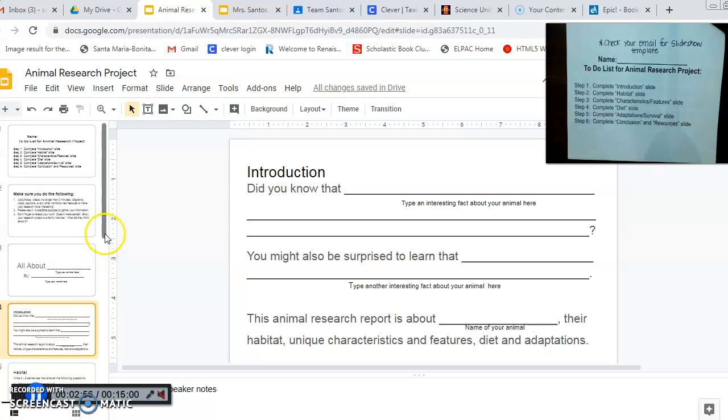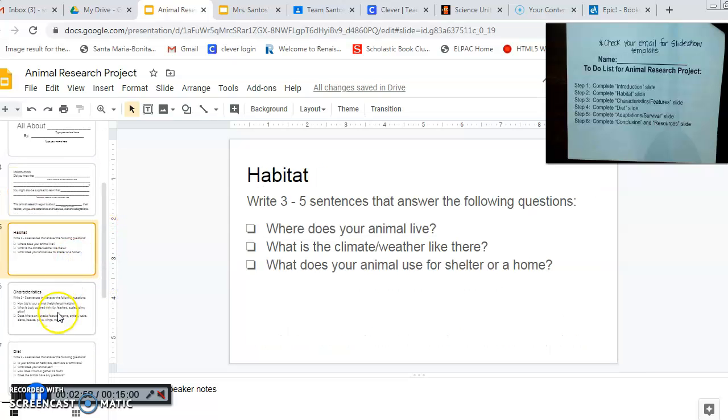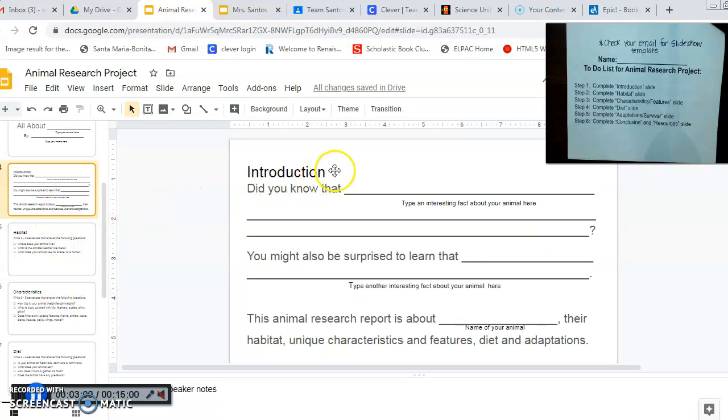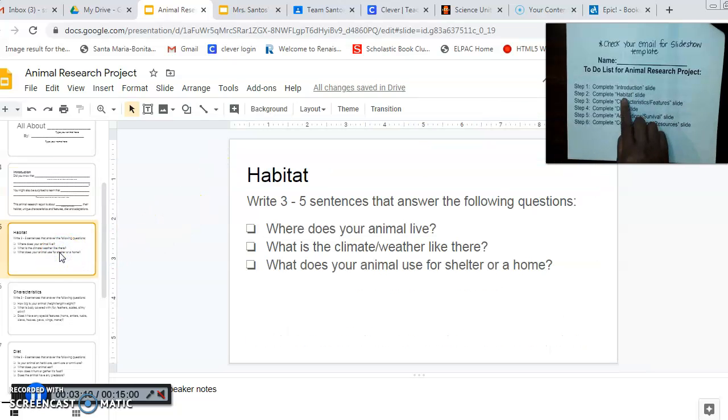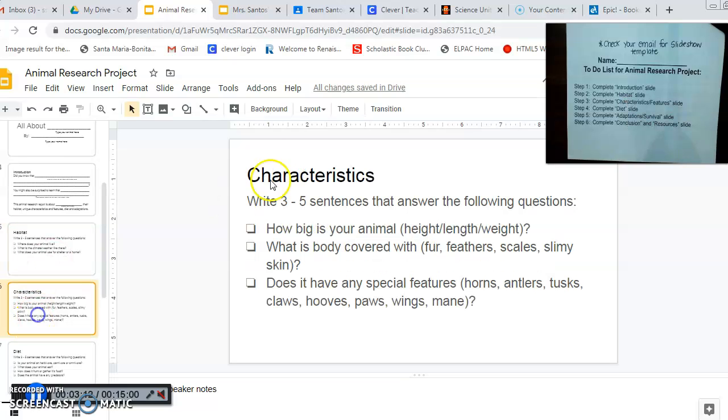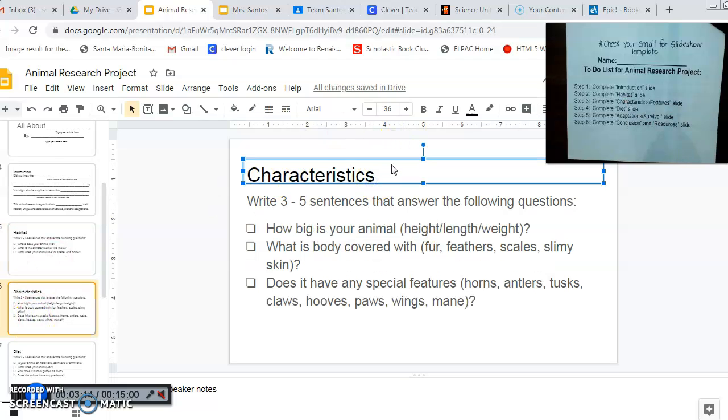So your slideshow looks like this. And like I said, there are 11 of these slides. And as you can see, they're all titled. Right here is introduction. And there it is, introduction, right here on our paper. Habitat is right here. Characteristics. See how it's titled? And it's right here. So just look for the title on the slide. And that's the one that you should be working on that day.